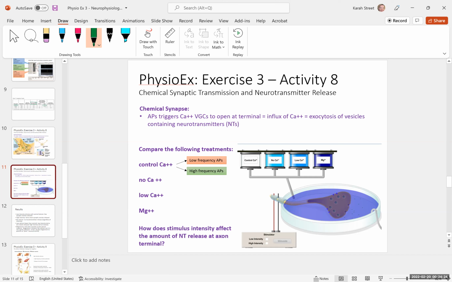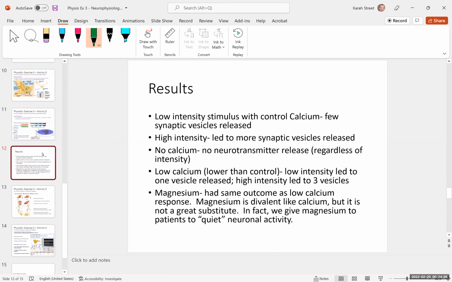We also looked at what happened with how many synaptic vesicles were exocytosed with no calcium versus low calcium. The low calcium sample had a lower amount than the control calcium sample. And then we were looking at another divalent cation, magnesium. And the question there was, could magnesium be a suitable substitute for calcium? And our results were the following.